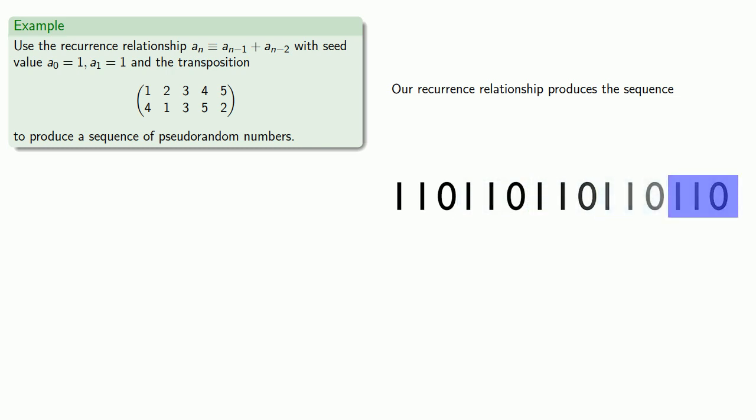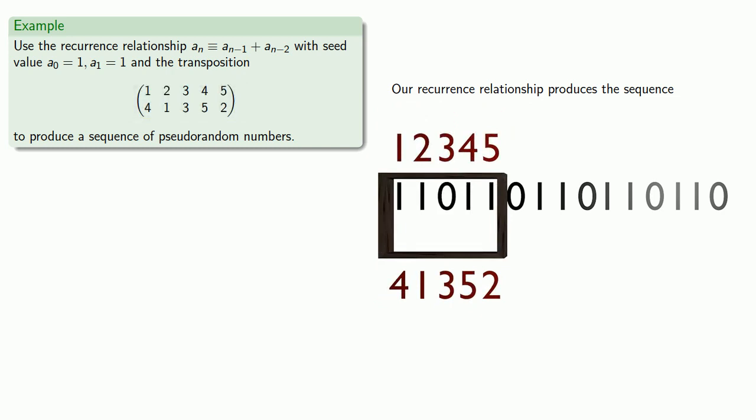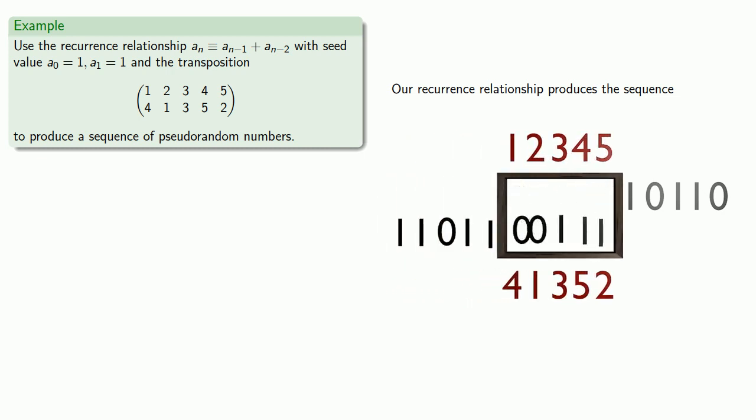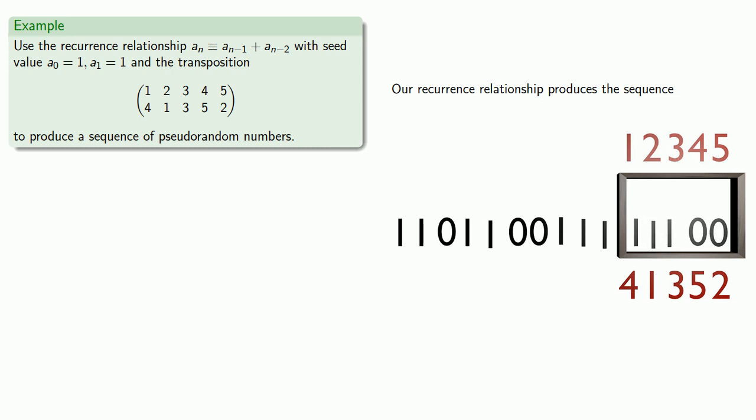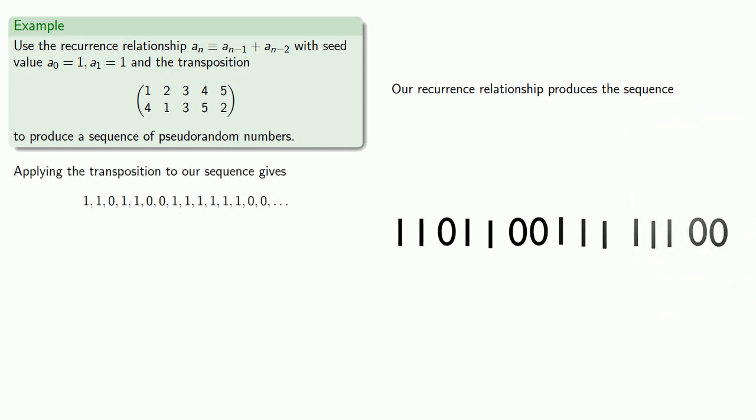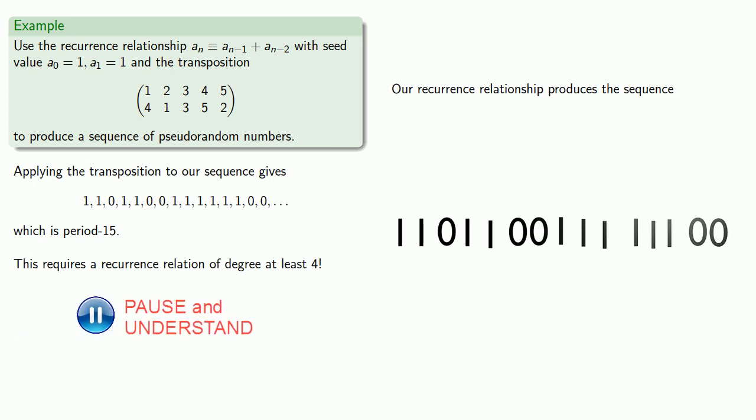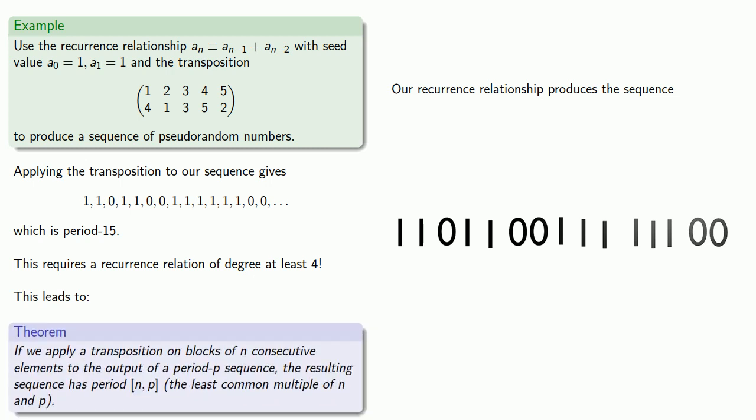Now we'll apply our transposition. Permuting the elements gives us a new sequence. And something worth noting here is that our new sequence is period 15. Ordinarily, if we wanted to generate a period 15 sequence, we'd need a recurrence relation of degree at least 4. And this leads to the following useful result. If we apply a transposition on blocks of n consecutive elements to the output of a period p sequence, the resulting sequence has period np, the least common multiple of n and p.